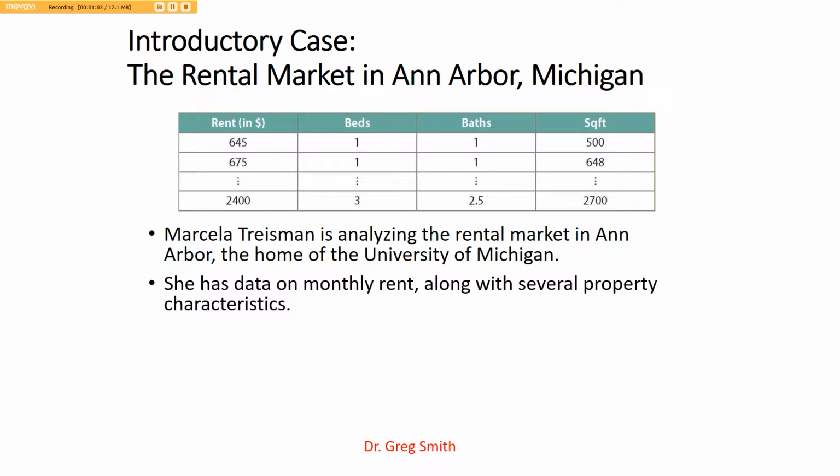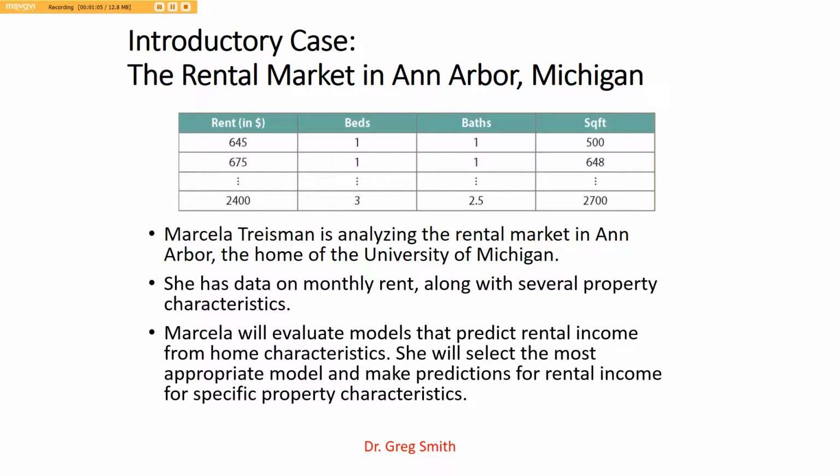So from the past, what we've seen is something like this. We saw this in Chapter 15. We have a situation where someone's analyzing the rental market in Michigan. They have data, they look at the rent, the number of bedrooms, the number of baths, and the square feet. And what they're trying to do is evaluate the model to predict rental income when something new comes on the market or we have to reprice.